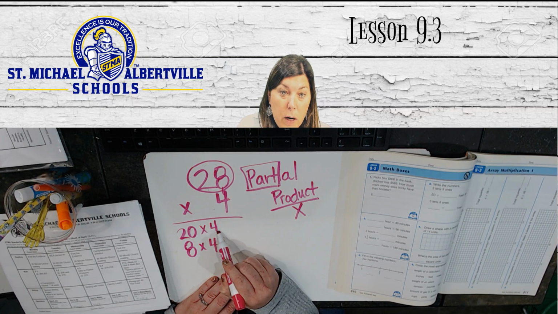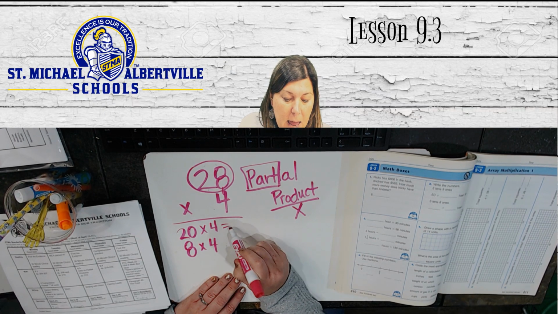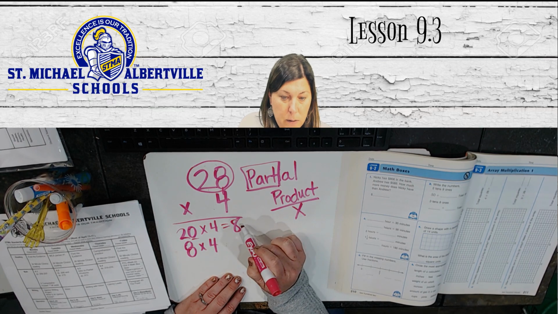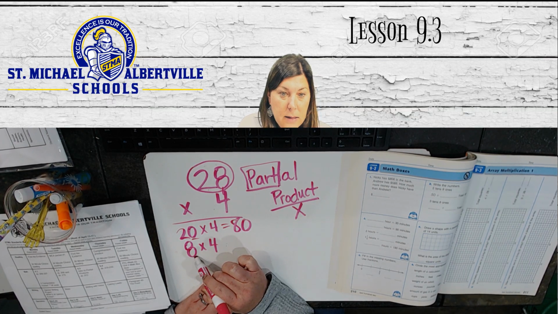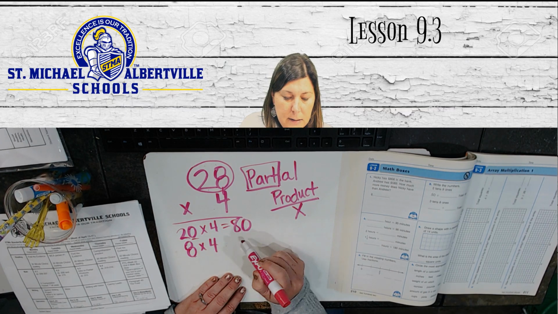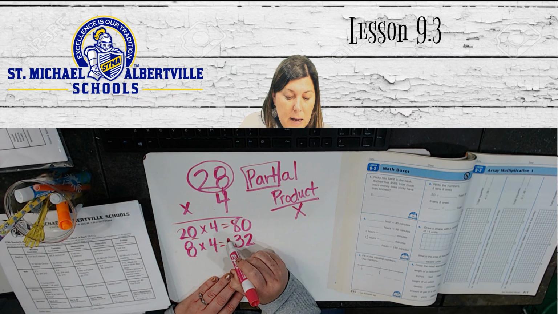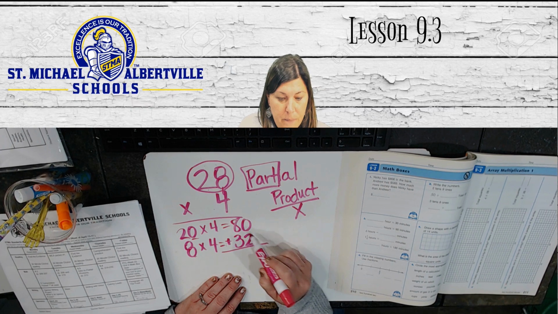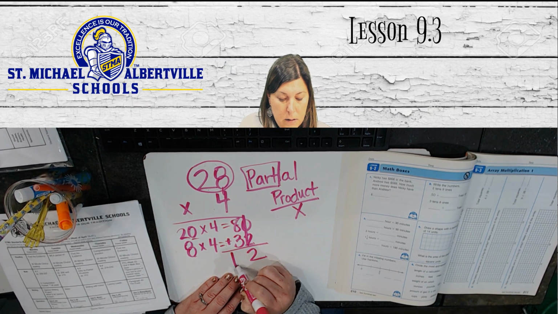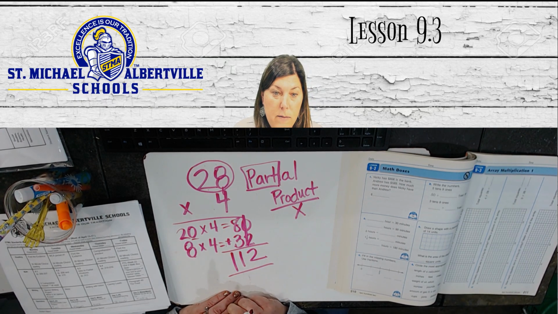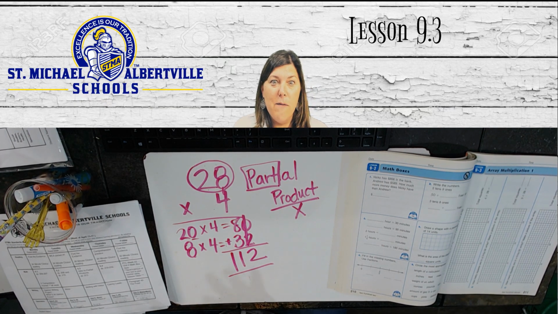So I do 4 times 2 and get 8, and I add a 0. Then 8 times 4, double the double when you're doing times 4. 16 doubled is 32. Now I have each of these parts. What I'm going to do with each of those parts is add them together. 2, 8, 9, 10, 11. 112. Isn't that awesome? It's so fun.